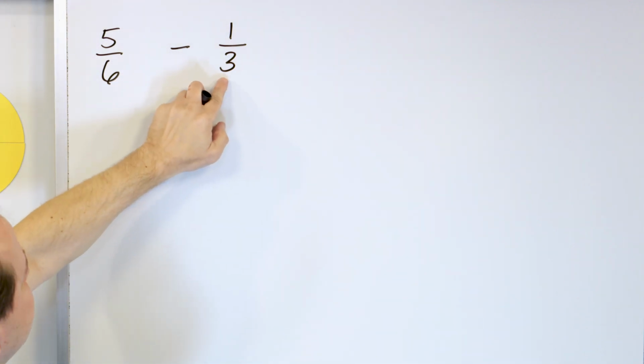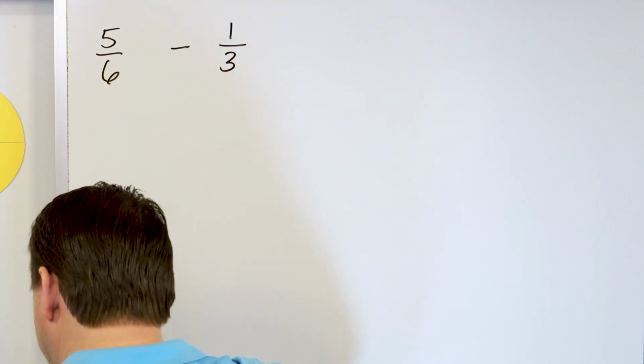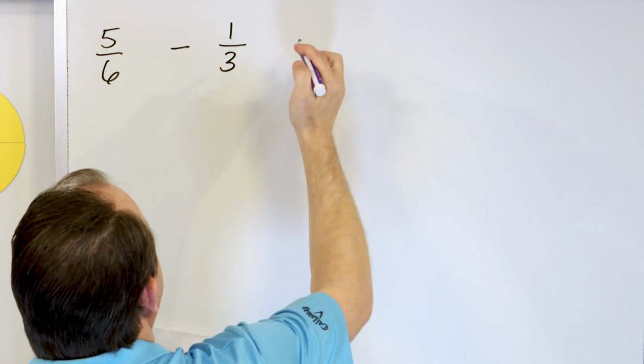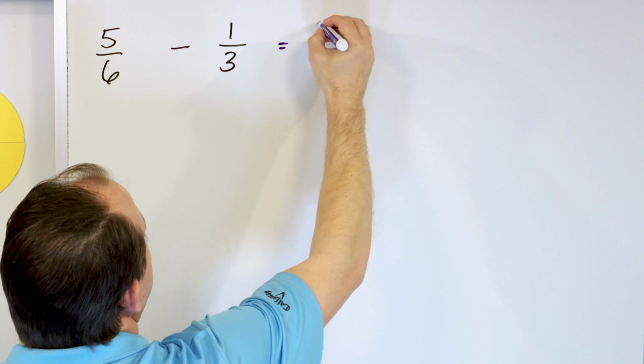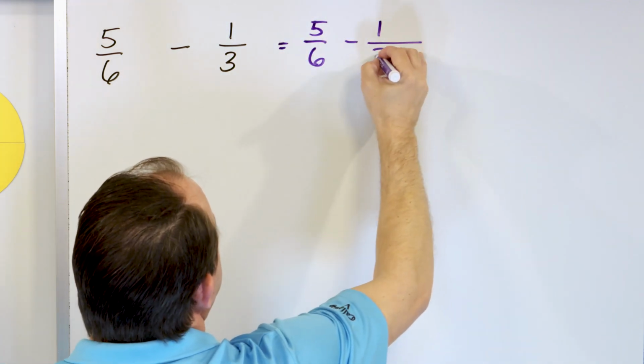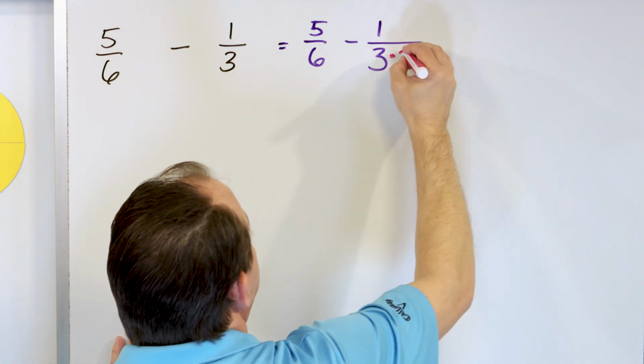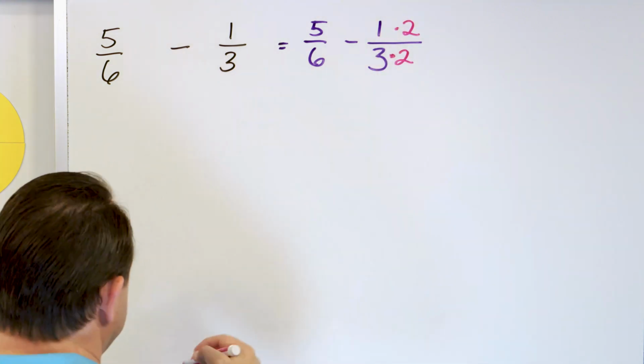The easiest way to do it is just to change this fraction. Change it to a 6, because 3 times 2 is 6. I can change that. So what will I do? I will rewrite the problem. The 5/6, I'm actually going to leave alone. 5/6. And the 1/3, I'll rewrite it here. And how do I change that denominator? Well, I'll multiply the bottom by 2, and I'll multiply the top by 2.